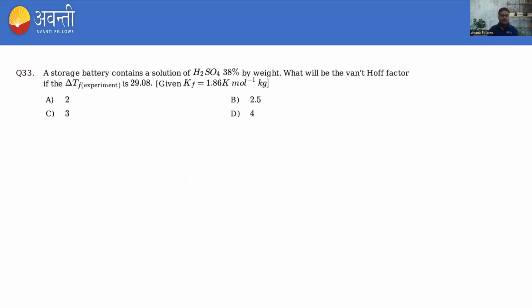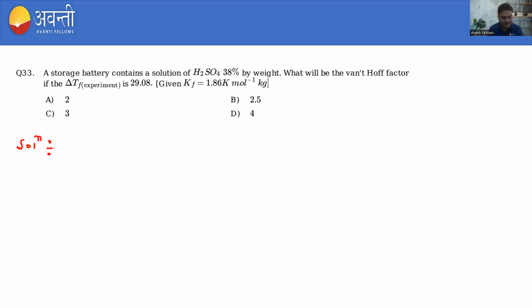Now, move to the next question, that is question number 33. A storage battery contains a solution of H2SO4 38% by weight. So the mass percentage is given. What will be the Van't Hoff factor if the delta Tf found in the experiment is given, and Kf is also given? This question is from colligative properties, so you have to calculate the value of the Van't Hoff factor.